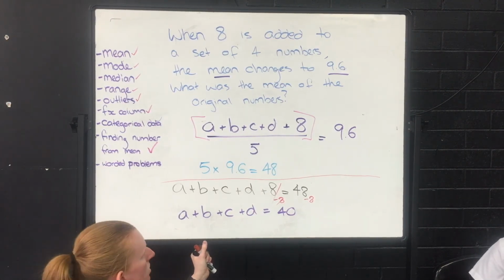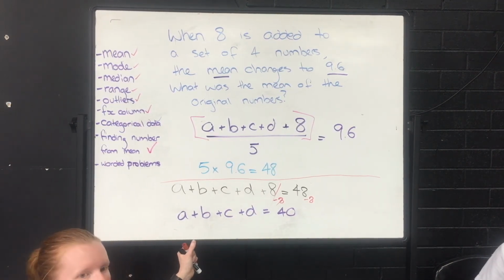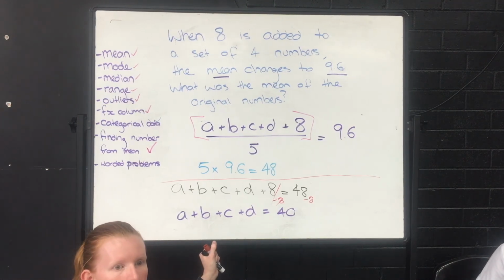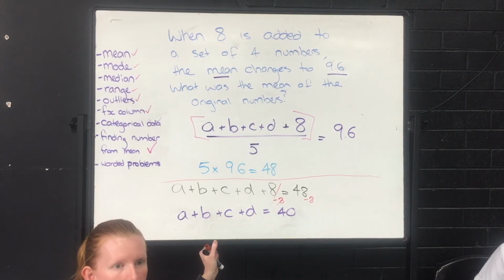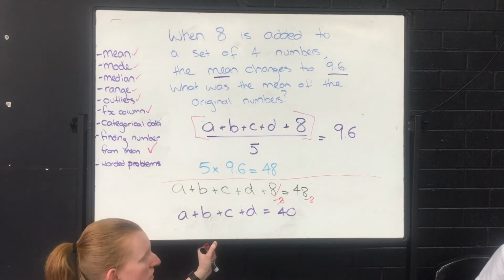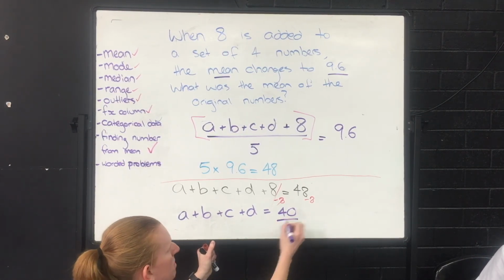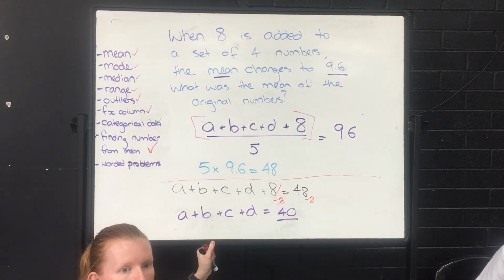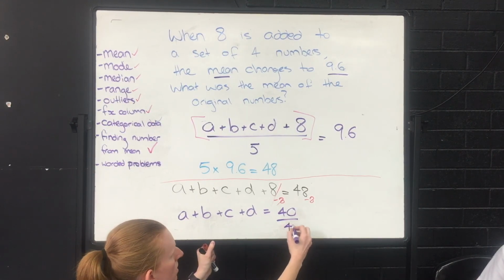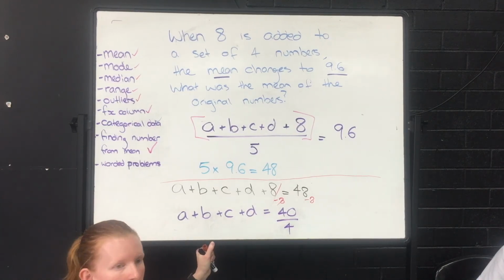Yeah? So how do I find the mean of something? Adding them and then dividing it by how many. Great. So they've been added. That's 40. So now what do I do? I divide by how many there are. How many mystery numbers are there? So how many 4s go into 40? Great.